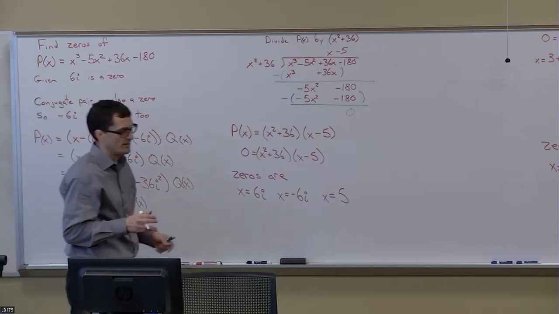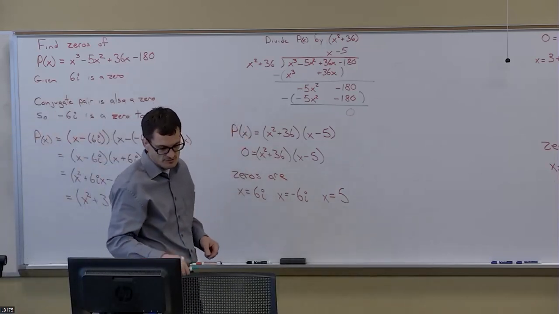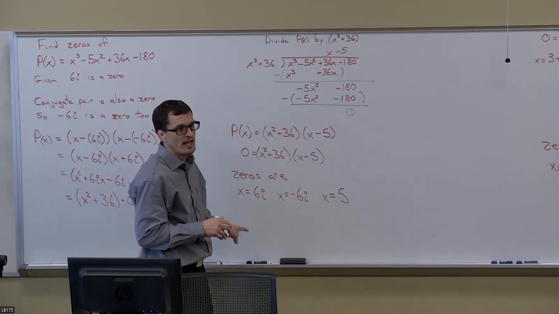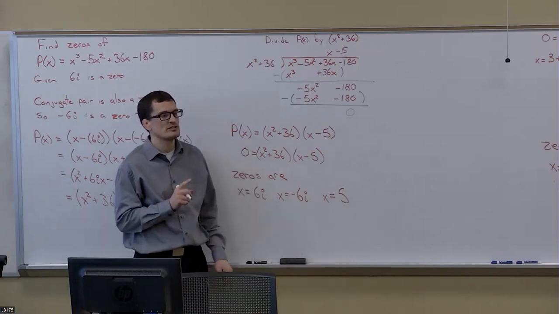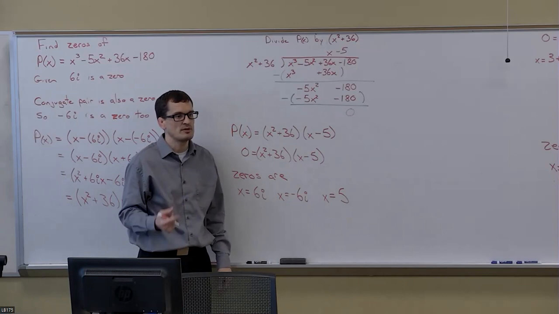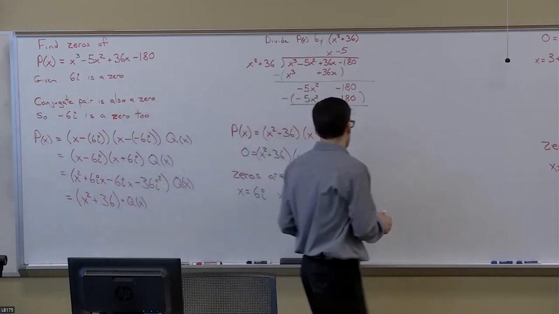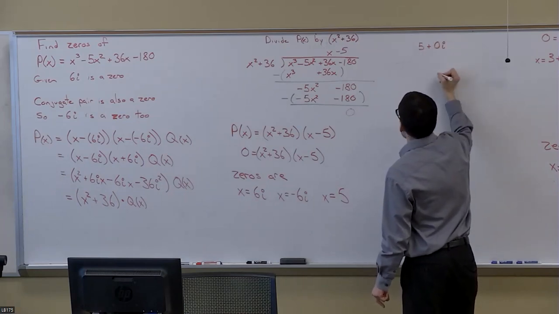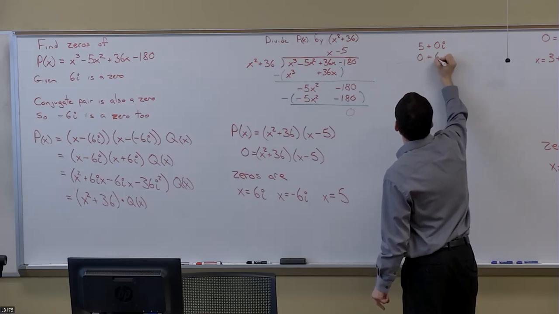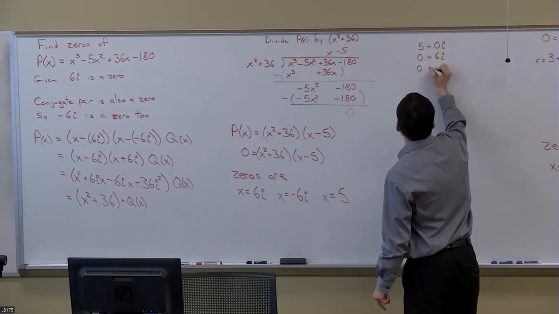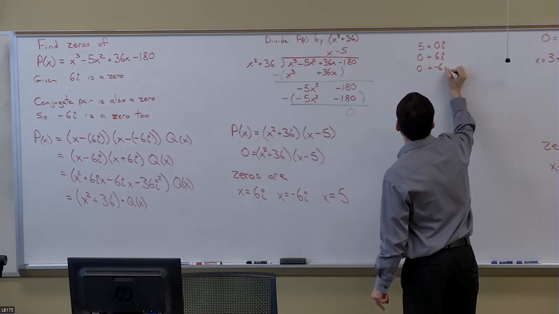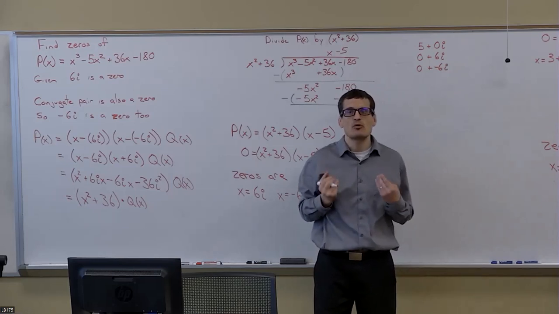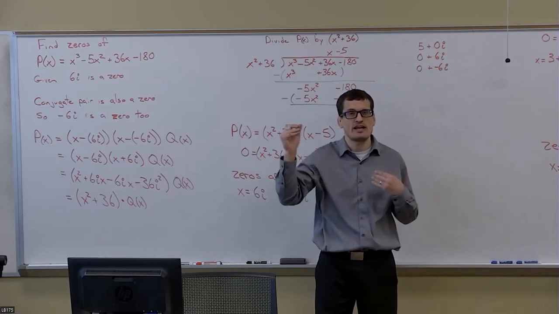Now, as a side note, or not side note, I guess this is a thing. In Moodle, it's going to ask for your answers. And it's going to say, order it by a real number first, and then by a complex number. So when it asks for your answers, this is like 5 plus 0i, 0 plus 6i, and 0 plus negative 6i, right?